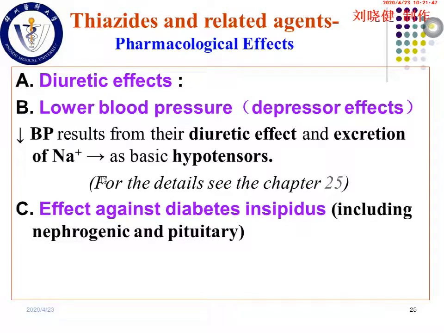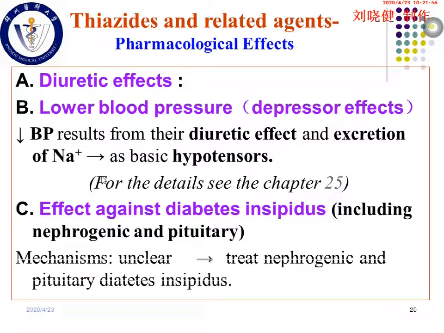Thiazides also have effects against diabetes insipidus, including nephrogenic and pituitary diabetes insipidus. Actually, the mechanism of thiazide in treating this disease is still unclear, but they are really effective in controlling nephrogenic and pituitary diabetes insipidus. Maybe you are not very clear about these two diseases.